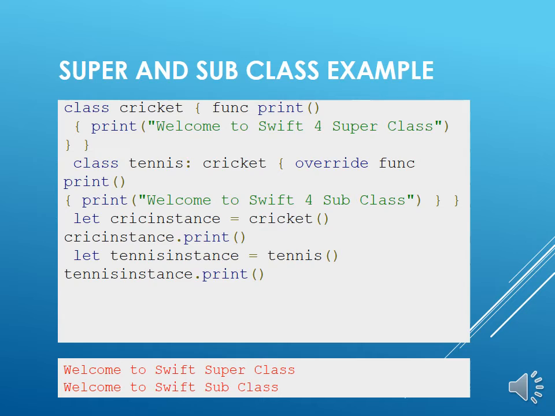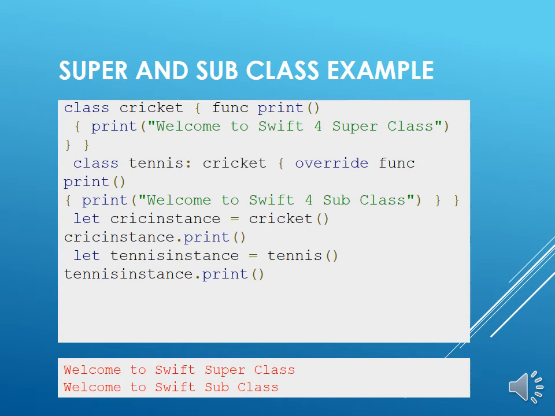We have a superclass cricket and its function has print, right? Function print welcome to Swift 4 superclass. Then we have another class, that is class tennis, that is inherited from class cricket. So tennis is the subclass and cricket is the superclass. Then write the curly braces of our class. Then I override function print welcome to Swift 4 subclass. This is the Swift 4 subclass.